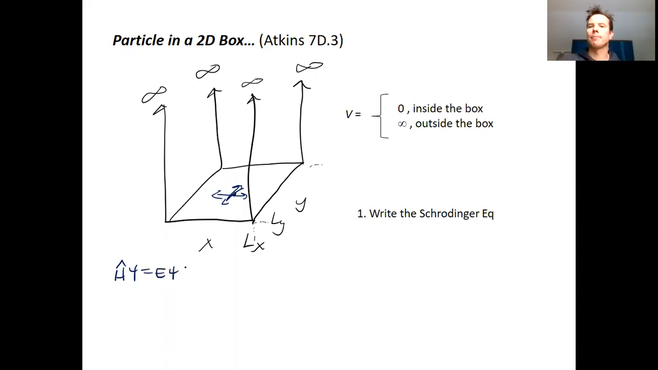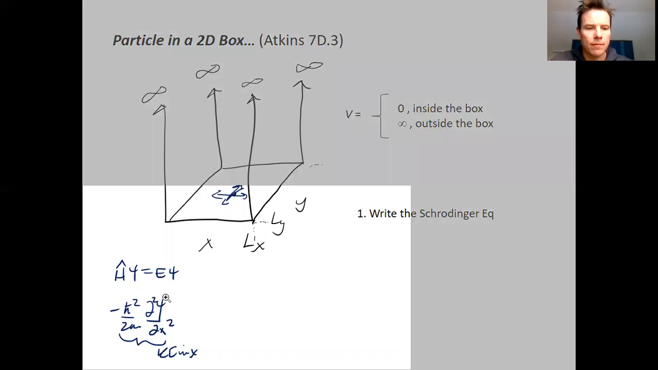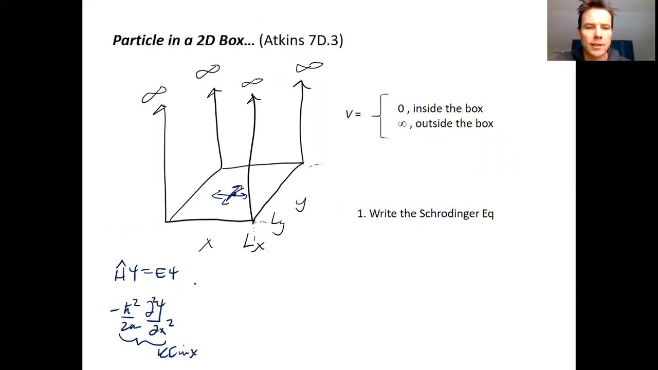H psi equals E psi. H is the Hamiltonian operator. I'm going to get a kinetic energy term. And this is for motion in the X dimension. So this is kinetic energy in the X dimension. I'm going to get another term for kinetic energy in the Y dimension.